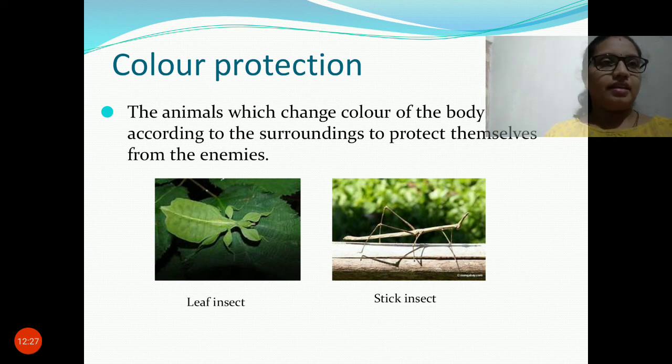Why do they change the color? If they change the color, they can protect themselves from the enemies, because enemies cannot find the insects. Both will be the same color, so they cannot find them. Stick insects also look the same, like a wood color only. We cannot find them. This change of body color is to protect themselves.